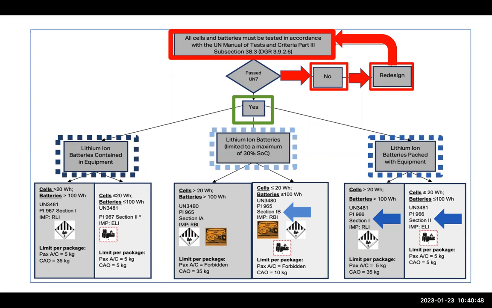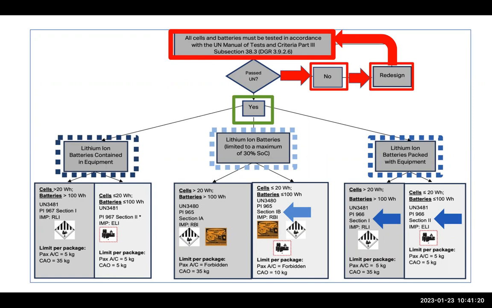When it comes to marking and labeling, section 1B lithium-ion batteries, you need to put the lithium battery hazard label, and then you also need to put the cargo aircraft only label plus the lithium battery mark. And on the lithium battery mark, remember to indicate the UN number.